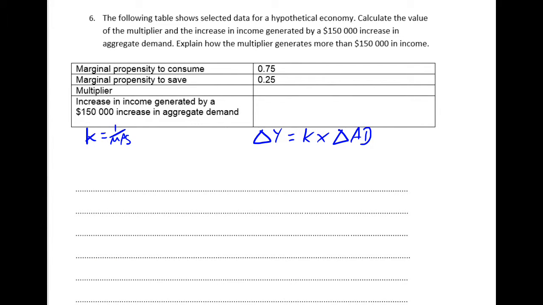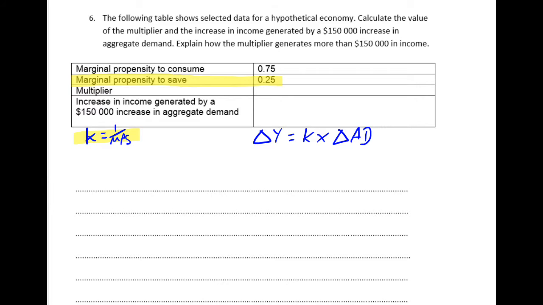Okay, for this question we need to have two formulas. The first of our formulas is this one, K equals 1 divided by the marginal propensity to save, and the question gives us this number right here, 0.25. Now what does this actually mean? It means that when you receive an additional dollar, you keep a quarter of that extra dollar, 0.25.